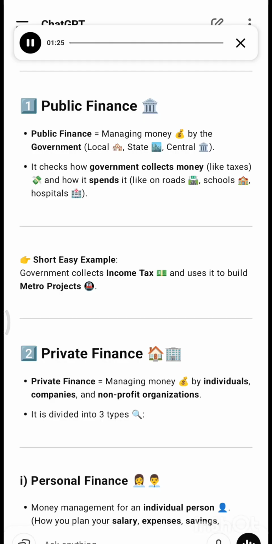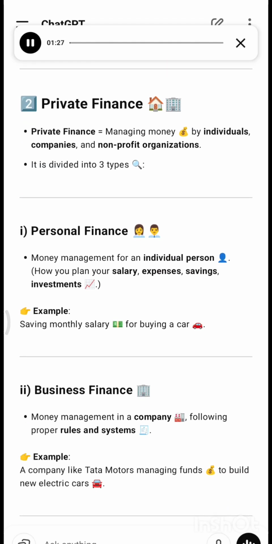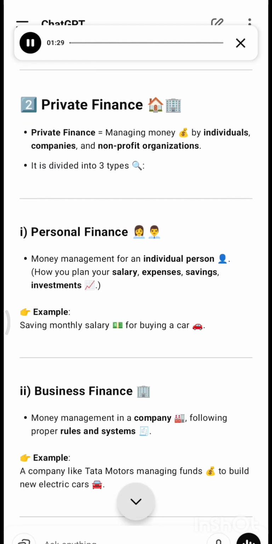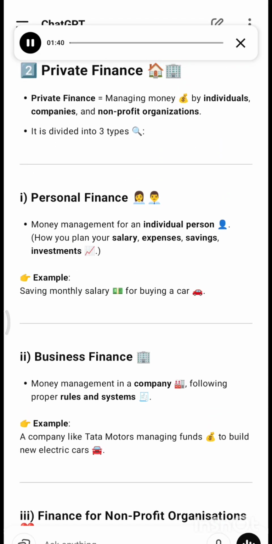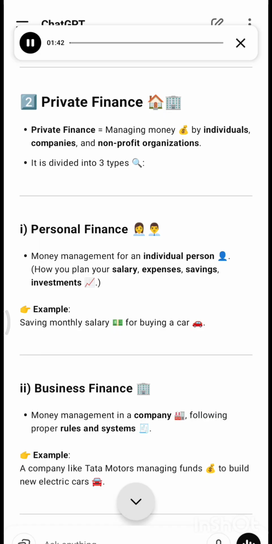Number 2, private finance. Private finance equals managing money by individuals, companies, and nonprofit organizations. It is divided into 3 types. First, personal finance: money management for an individual person, how you plan your salary, expenses, savings, investments. Example: saving monthly salary for buying a car.